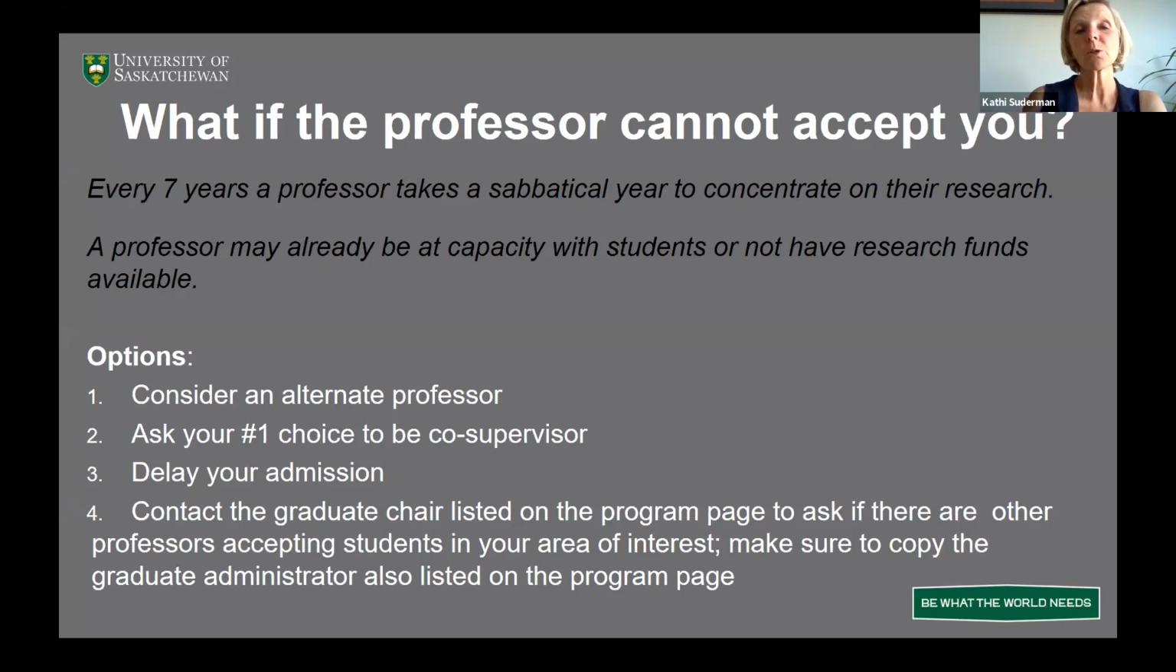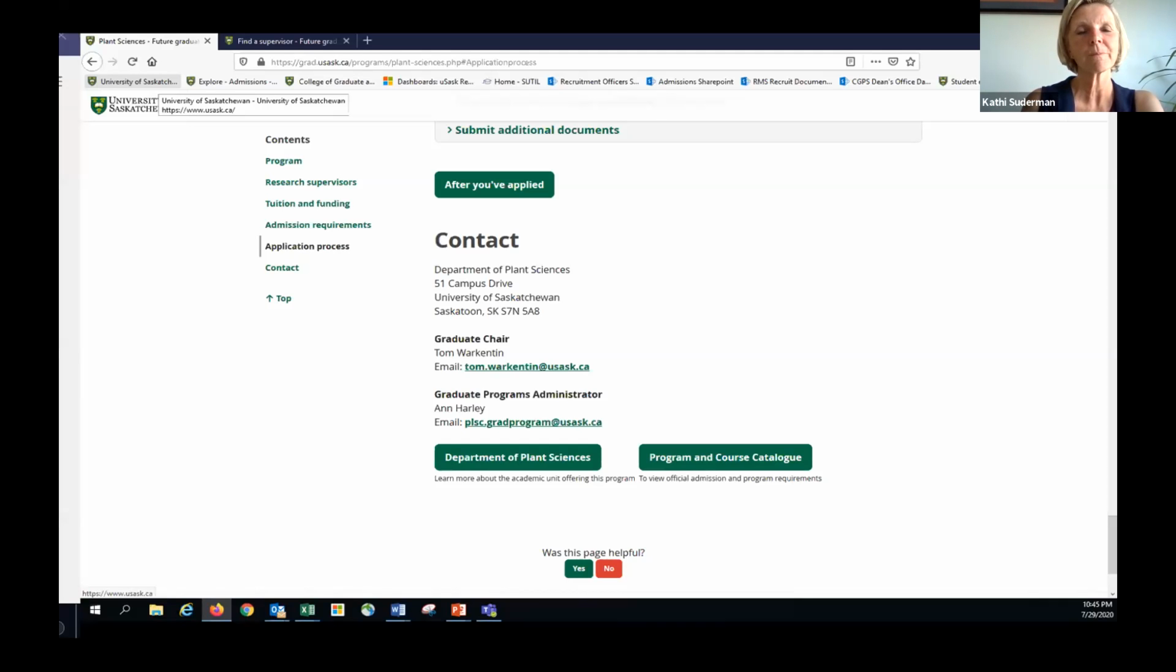Or you may also contact the graduate chair, again, that's listed on each of our program pages, to see if there are other professors accepting students that are in your area of interest. And again, make sure to copy the graduate administrator on that program page.